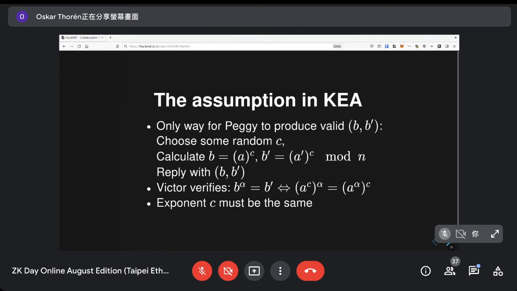The assumption in this KEA is that the only way for Peggy to produce this valid b prime tuple is the following. Choose some random c, and then calculate b and b prime by taking a and a prime respectively, exponentiating them to c, and then replying with the b prime tuple. Then Victor verifies that this holds with some variable substitution, and you'll see that it's the same expression, and the exponent c must be the same.